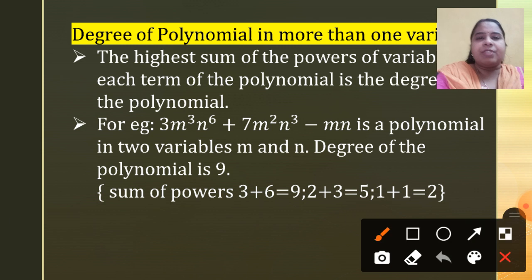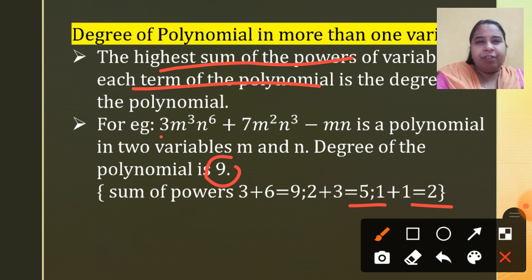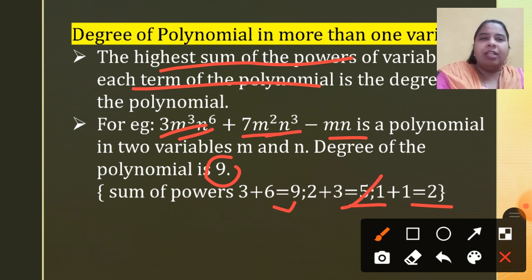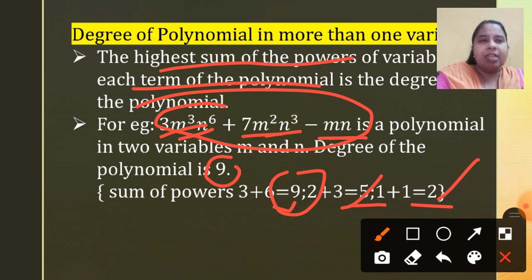Degree of this will be nothing but 9. Why 9? Why not 5 and 2? Because it is told the highest sum of the powers of each term. So individually each term is added, the powers are added. For this it is 3 plus 6, that is 9, it's shown here. This is 3 plus 2, that is 5, it's shown here. And the last one is 1 plus 1, that is 2. So the highest number is 9. Therefore overall degree of this is 9.